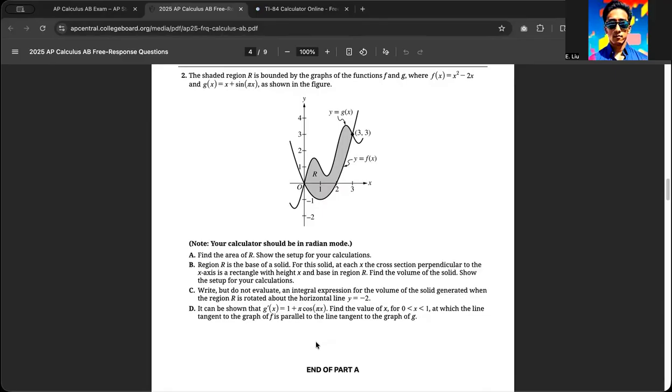I will do 2024 and 2023 as well. You will have those ready too. But we're going to get into numbers three, four, five, and six, the non-calculator section, in just a little bit.